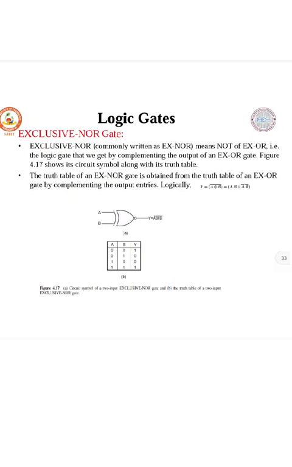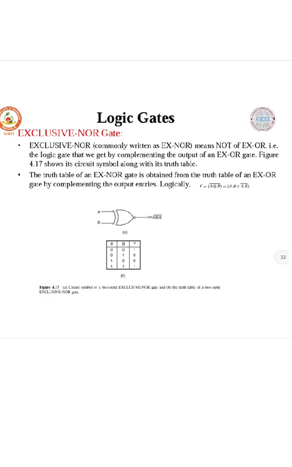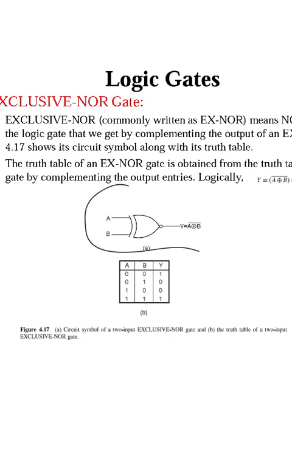Next is the exclusive NOR gate. The exclusive NOR gate is a NOT of the XOR gate. You can see the diagram. Same truth table, you are just complementing the output. You can see there is a small circle. It is nothing but a NOT symbol connected to the exclusive OR gate.